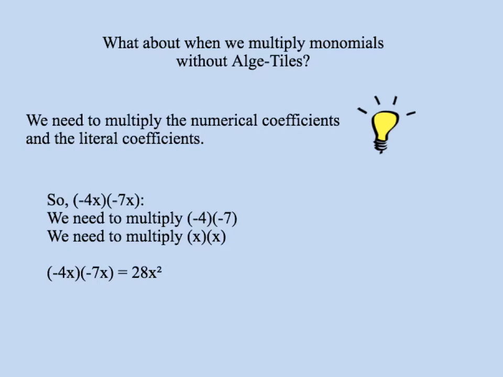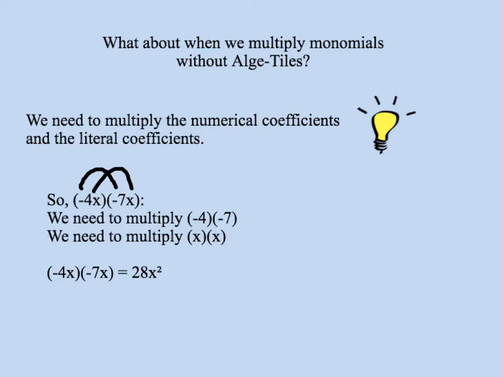So I'm sure the question on everyone's brain is, what about if we're going to multiply and we don't want to use the area model and we don't want to use algebra tiles? This can be done. We need to multiply monomials and consider the numerical coefficients and the literal coefficients of both. So here's an example. We have negative 4x multiplied by negative 7x. What we need to do is multiply the negative 4 by the negative 7, and we also need to multiply the x by the x.